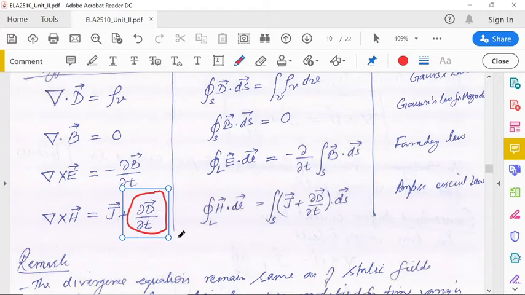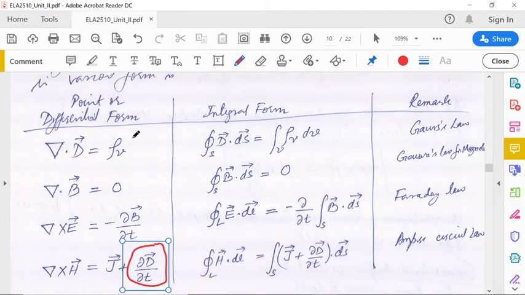So D is related to the electric field. So if the electric fields are changing with time, then this will give rise to the displacement current, and this term has the unit of the displacement current density. So now it has two parts, one is the conduction current density and another is the displacement current density. So now these equations are in the final form and you can apply them anywhere, whether they are static fields or time varying fields.